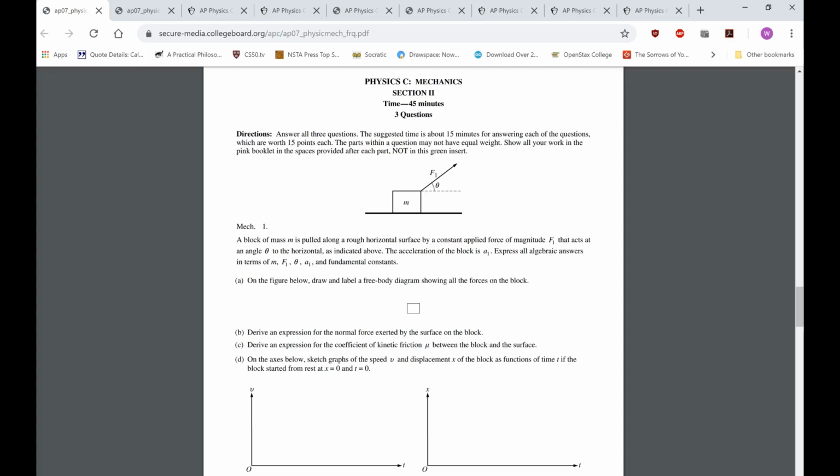Welcome. We're going to go over the first of 3 free response practice questions here as we prepare for the end of our forces chapters of AP Physics C Mechanics. Before I begin, just a reminder that you should have set a timer of 45 minutes for the 3 questions I gave you and attempted all 3 problems.